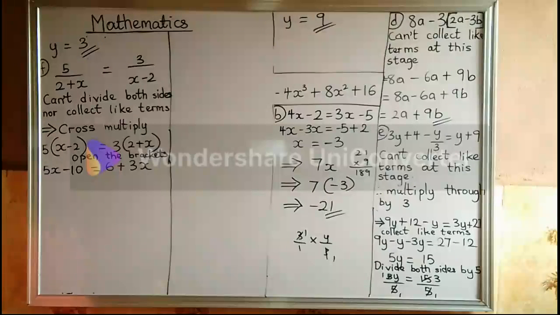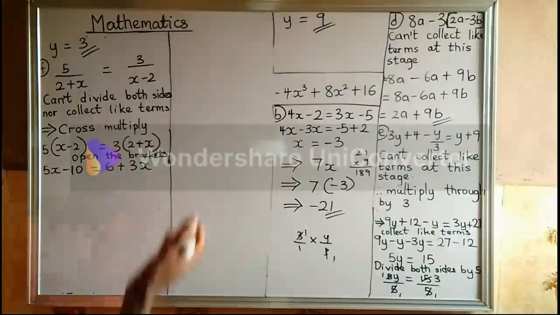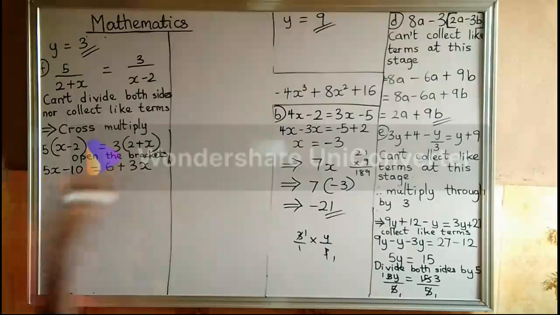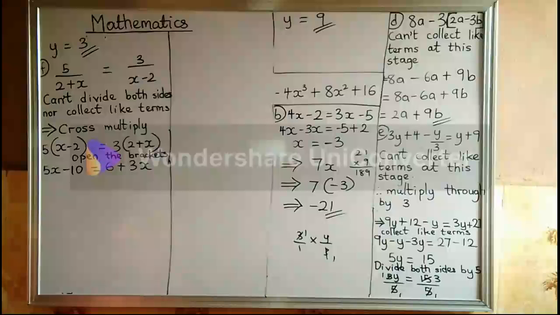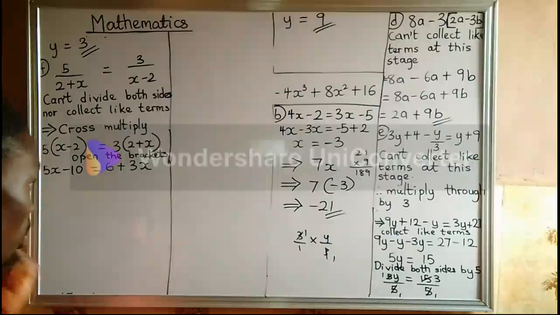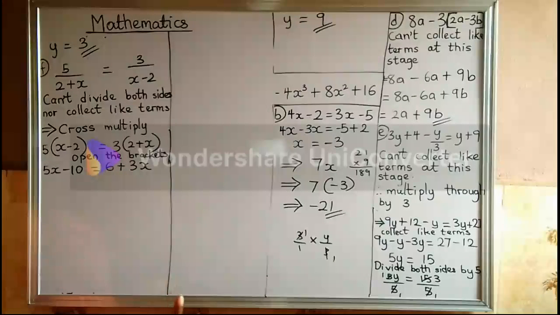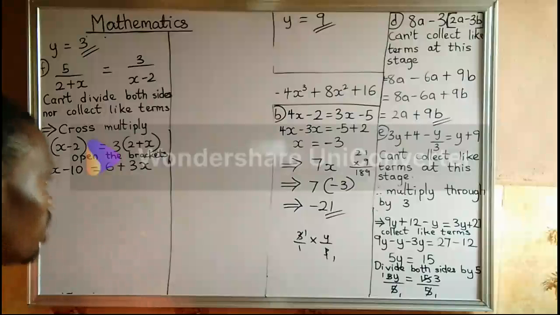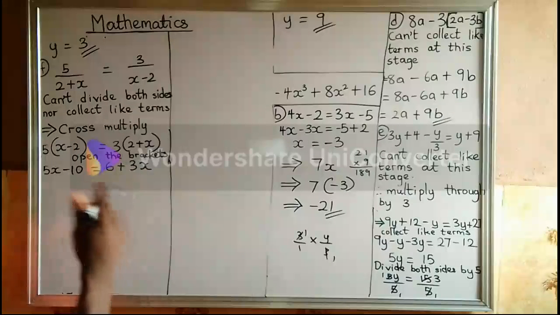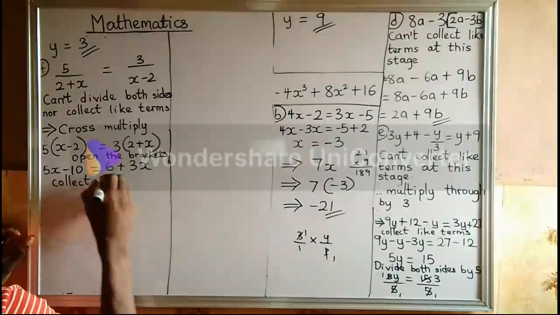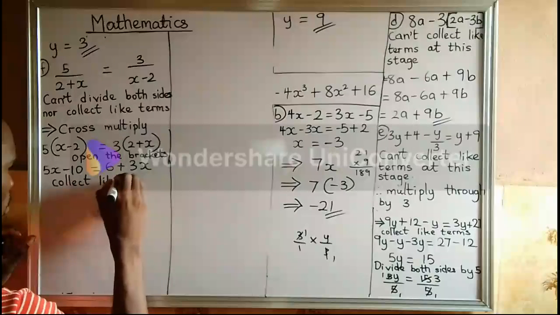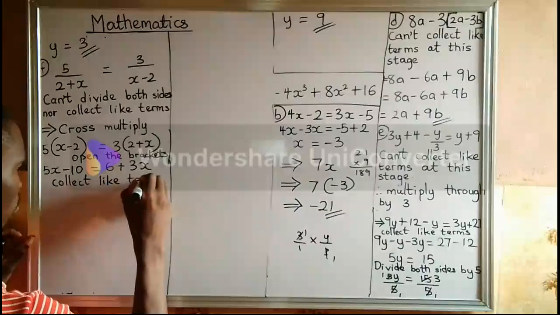Now, could we collect like terms? Okay, it must be a straight line equation. That is, there should be no fractions. There are no fractions. The first rule is satisfied, and the second rule says there must not be brackets. So there are no brackets. So it has satisfied the two rules, and now we could collect like terms.